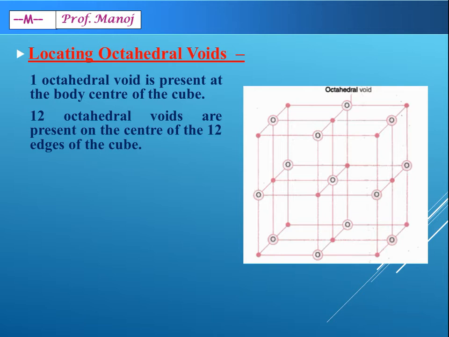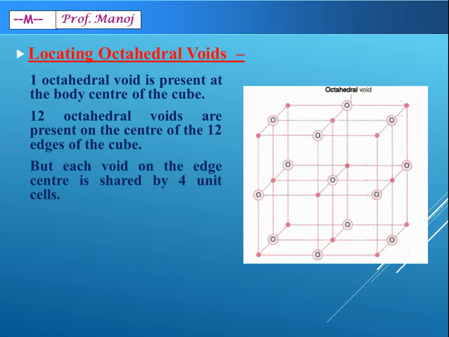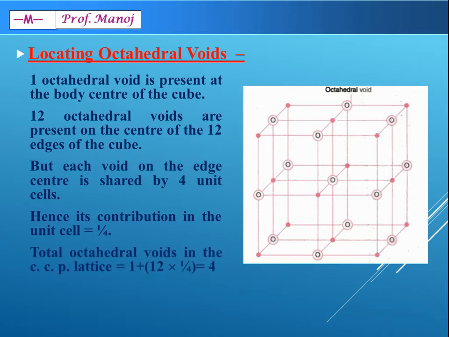Now if somebody asks you how many total octahedral voids there are, don't suddenly say 12 plus 1, 13. That's wrong, because the edge center voids are being shared by other unit cells also. Each void on an edge center is shared by 4 unit cells, so its contribution is only 1/4. So total octahedral voids are 1 plus 3, that makes it 4. So in a cubical system, there are 4 octahedral voids present.